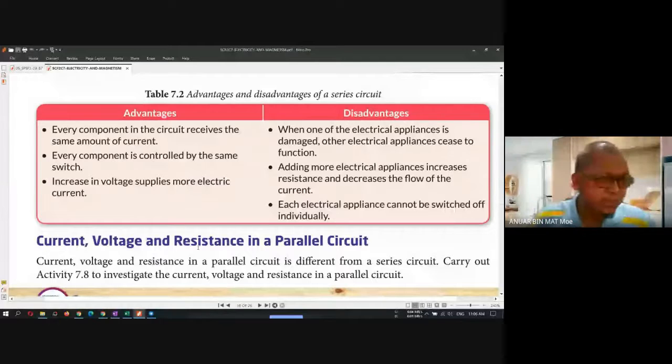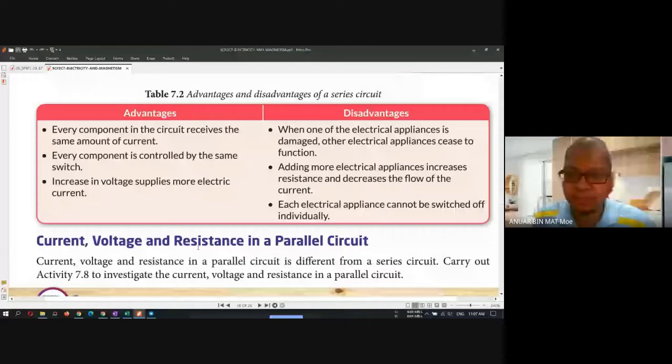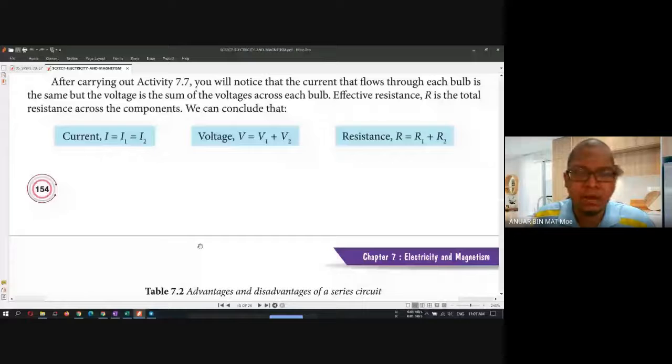All right. So I think we can continue the lesson for today. Last time we already discussed the current, voltage, and resistance in series circuit. Make sure you identify the type of series circuit and their formula, how to calculate the current, voltage, and resistance in series circuit by using the formula that I already taught you last class, previous class.